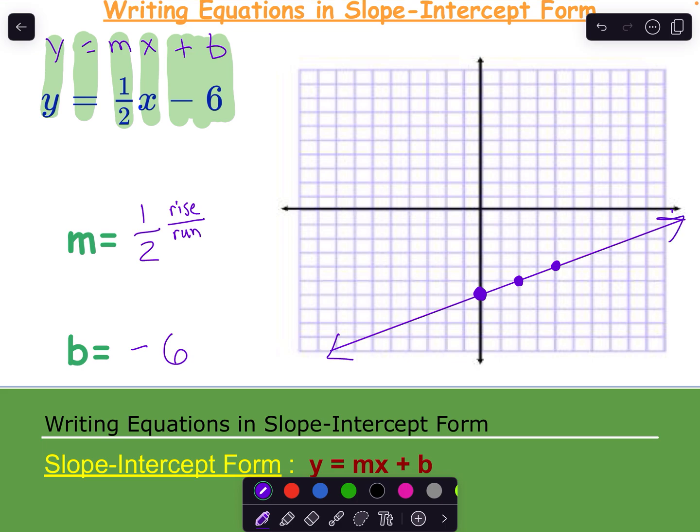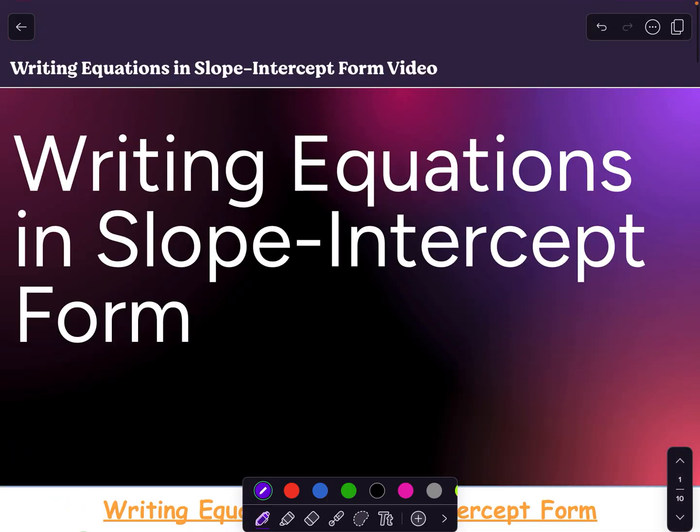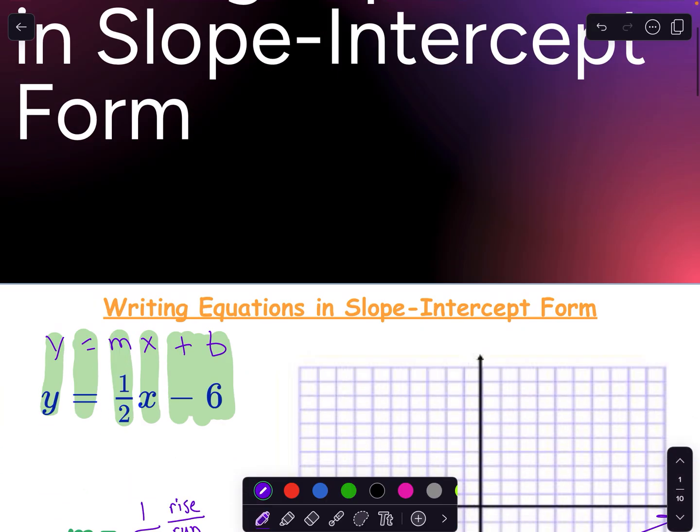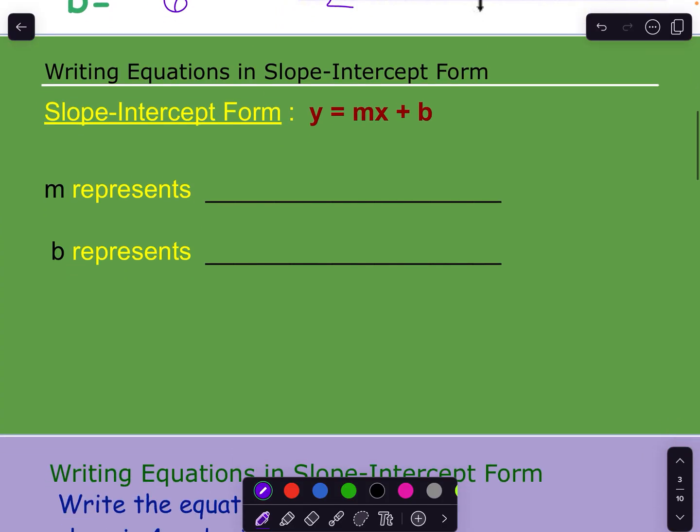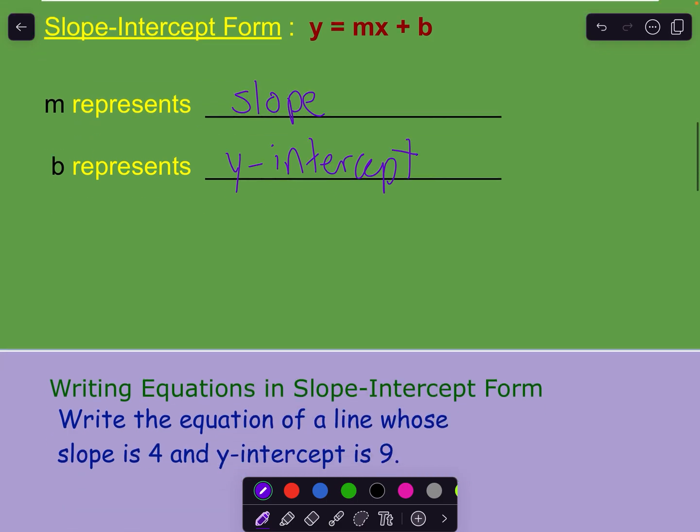All right, so let's get into today. So today, remember, our focus is writing the equation in slope-intercept form. So I'm going to go through a few different examples, a few different types of problems you may run into, and we'll check out how we do those. So this one is just kind of like a recap page. M represents the slope and B represents the y-intercept. We already kind of talked about that, but it's good to just recap again. So M is the slope, B is the y-intercept.